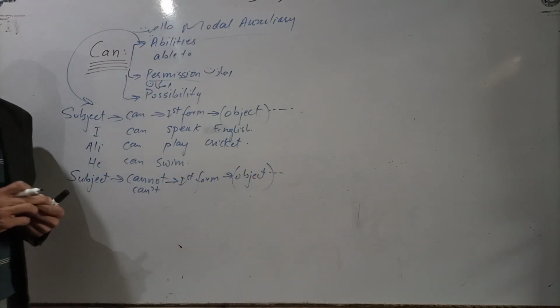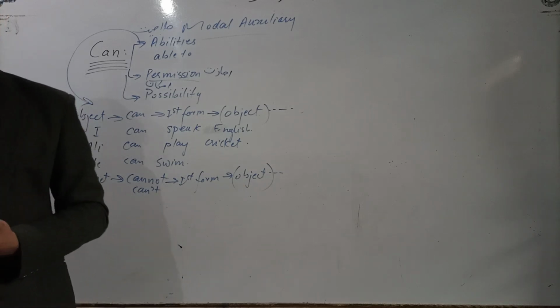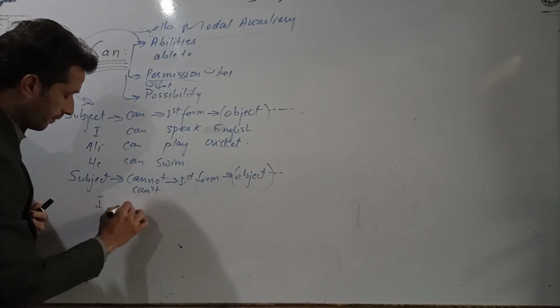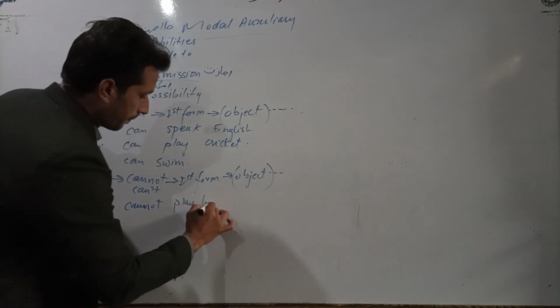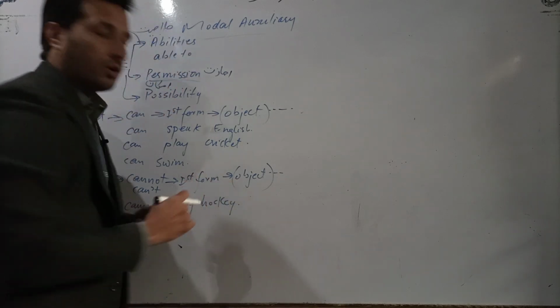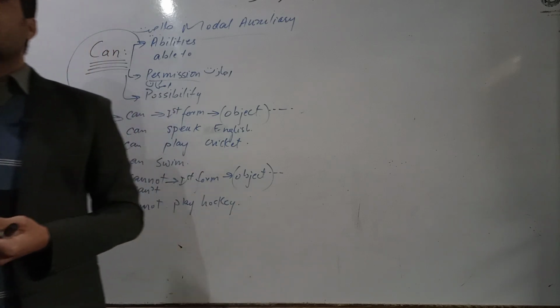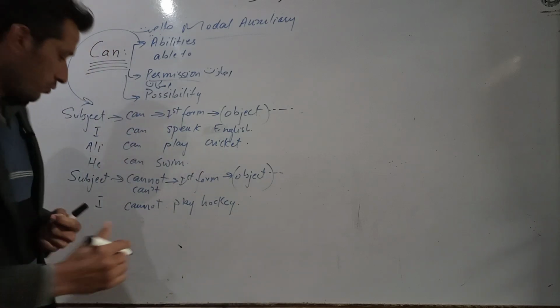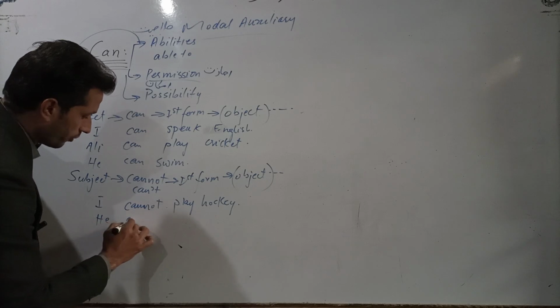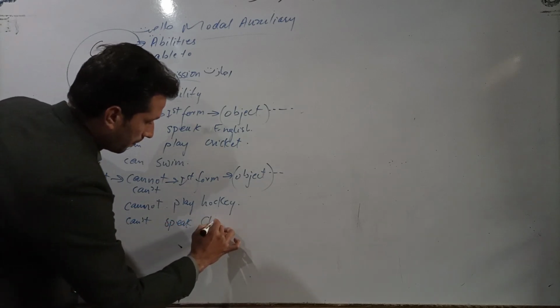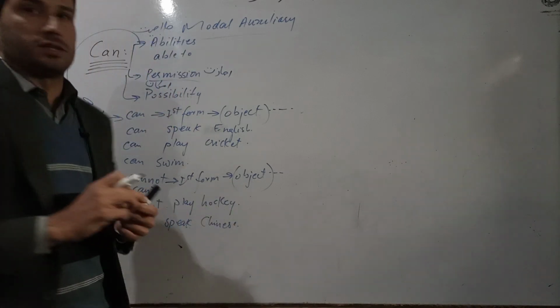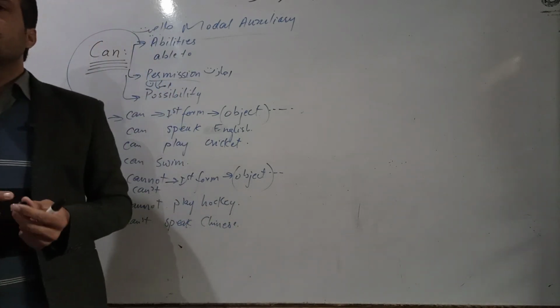Okay, for example, I can play cricket but I cannot play hockey. I can speak English but I cannot speak Chinese. If I say he cannot, yeah, he can't speak Chinese. Okay, so that's the negative structure.